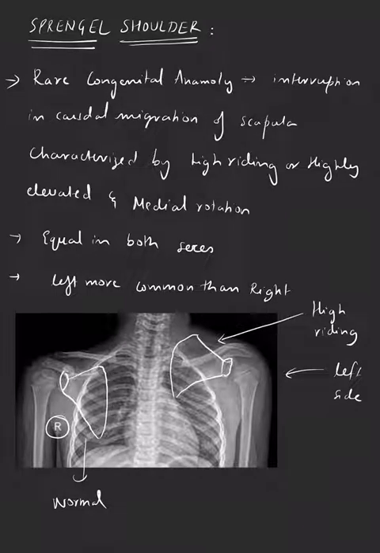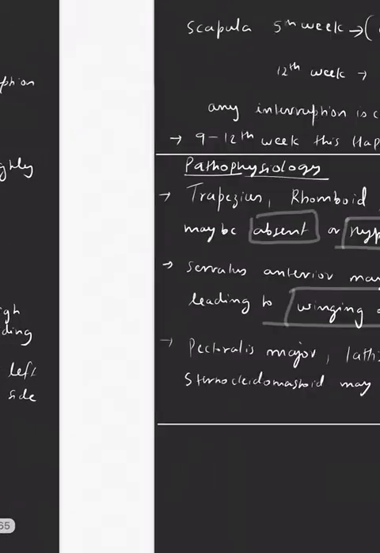So till now you just have to remember this, and this is common and equal in both sexes, and the left side is more common than the right side. If you can see the x-ray, the right side depicts the normal scapula which is lying at the level of T3 or some other normal position, whereas the left side shows that the same scapula is placed a little higher than the right side scapula. So this high riding scapula on the left side, which is medially rotated, gives me a clue that it is a Sprengel shoulder.